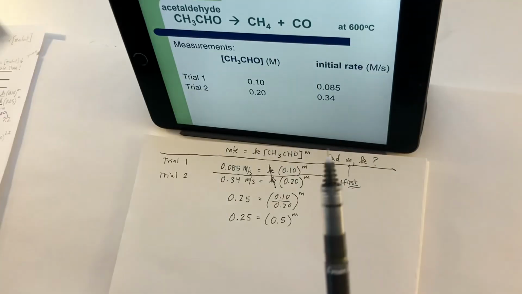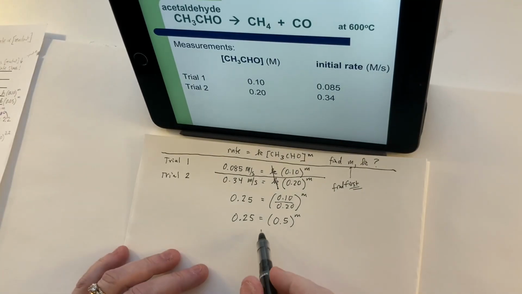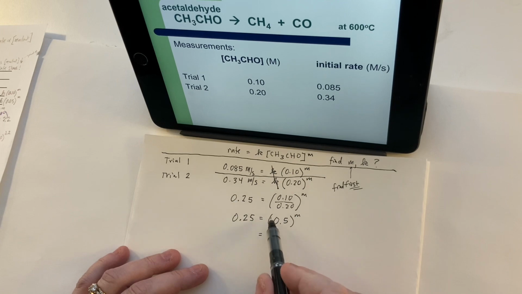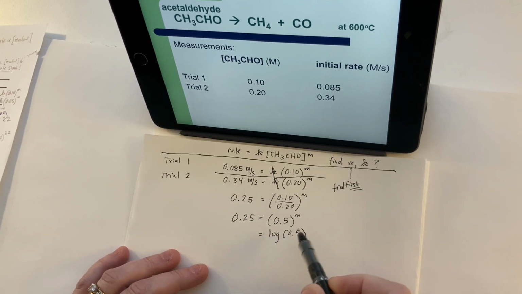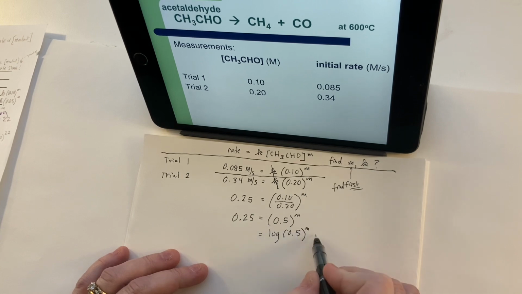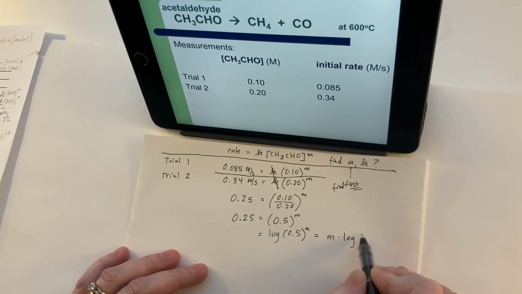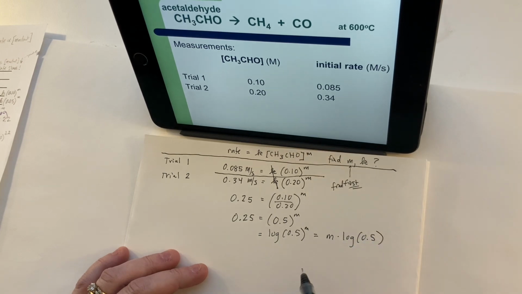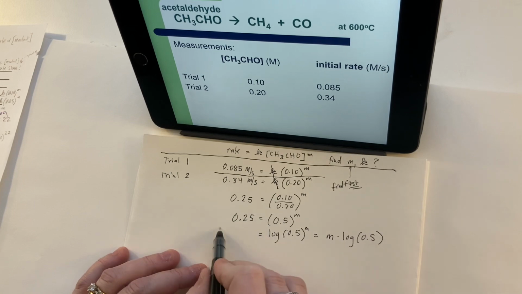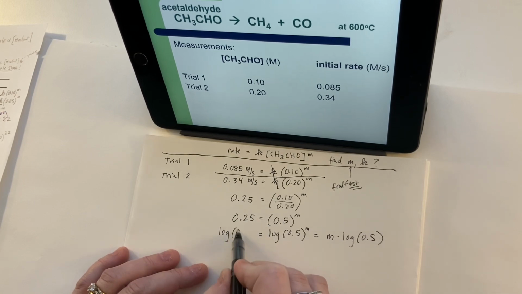So let's try that. Let's take the log of each side of the equation. If you take the log of 0.5 raised to a power, that's the same thing as bringing that power down: m times the log of 0.5. That's nice. And now, if you take the log of the right side of the equation, you have to take the log of the left side of the equation to keep them equal.